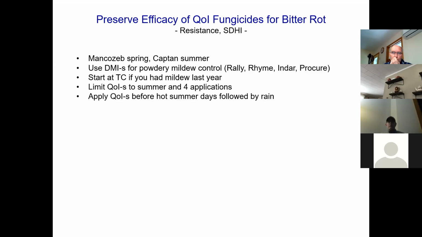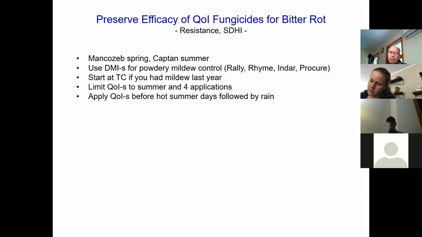If you had issues with powdery mildew last year, you can start an application of fungicides a growth stage earlier than pink, so tight cluster, pink, and petal fall, and use DMI fungicides to make sure you control powdery mildew well. Basically, we should definitely limit use of QoI fungicides, or the FRAC 11 group, such as Flint Extra, Sovran, and Merivon, to 4 applications per season. I know that's kind of tough to do, but we should reserve them to control bitter rot during the summer, so not use them early in the season against powdery mildew.